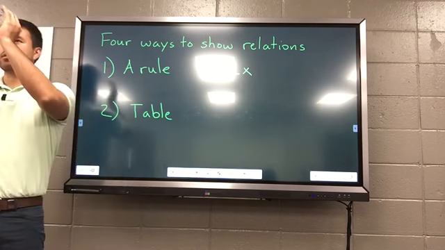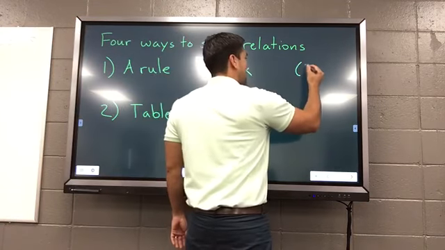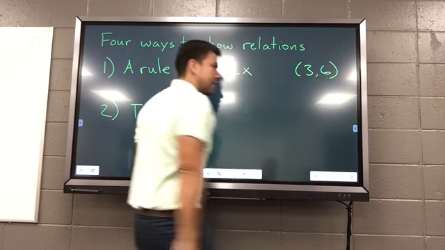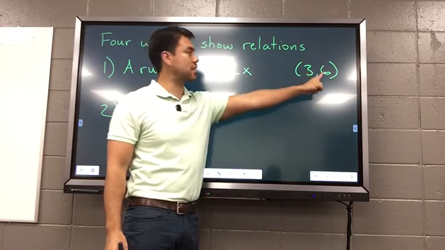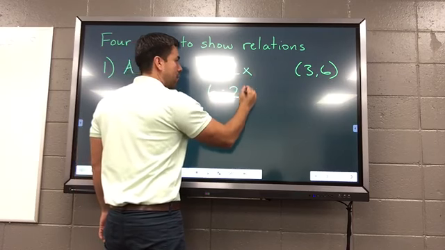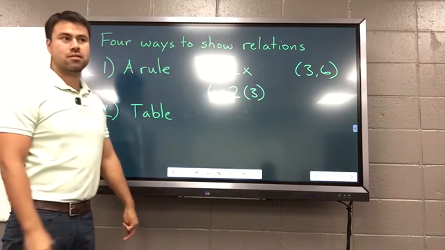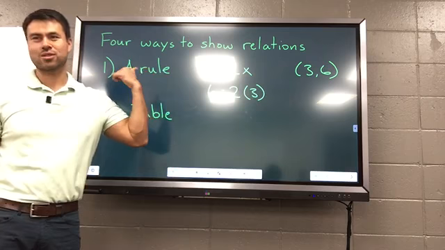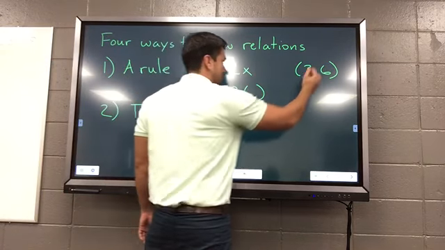Annie, what was one of those ordered pairs? 3, 6. Okay, that's one of the ordered pairs. Now, the first value in our case is x, the second value is y. So here I'm going to put y, I'm going to put x. Is this true or false? True. So that works. What was another ordered pair?